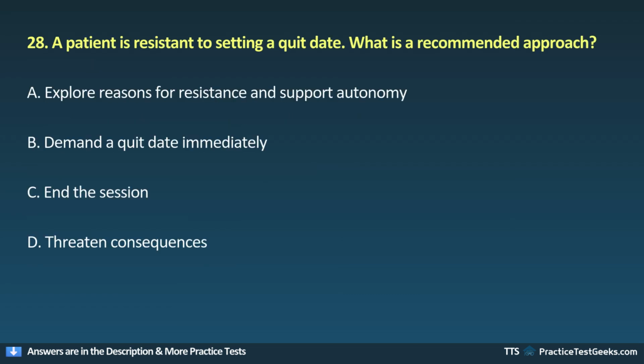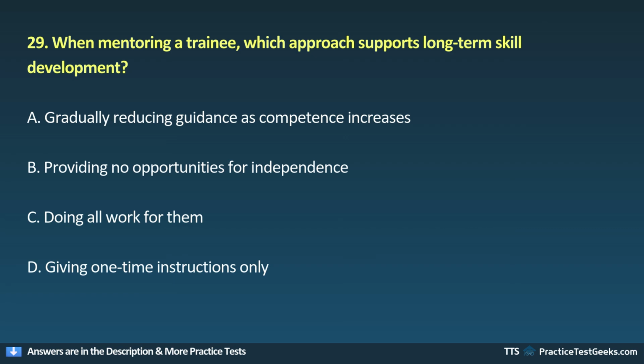28. A patient is resistant to setting a quit date. What is a recommended approach? A. Explore reasons for resistance and support autonomy. B. Demand a quit date immediately. C. End the session. D. Threaten consequences.